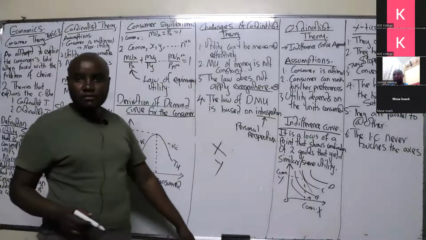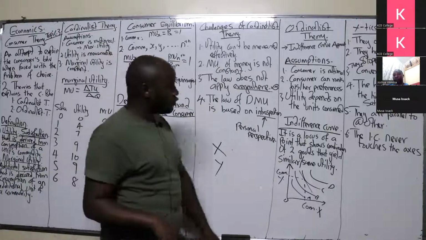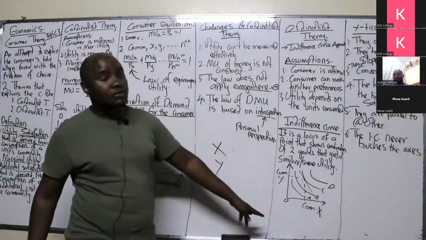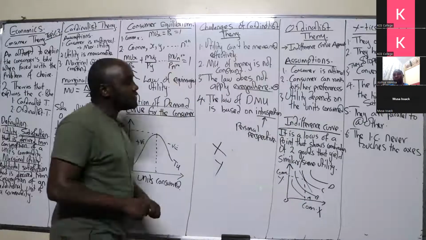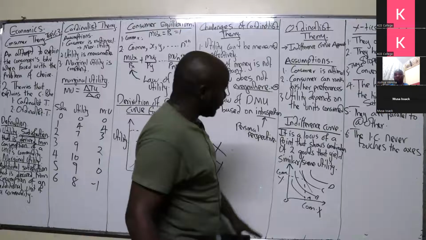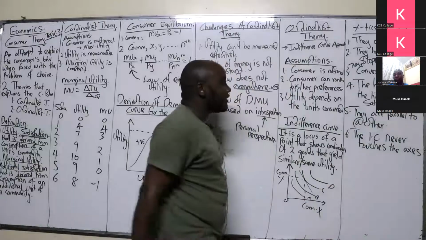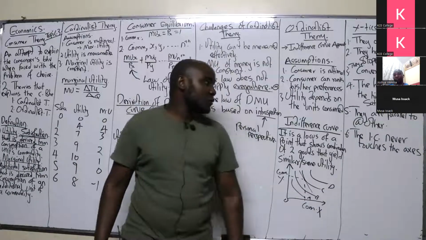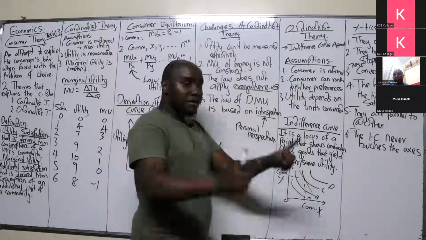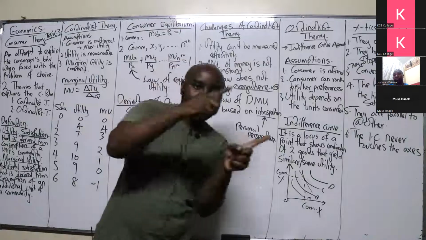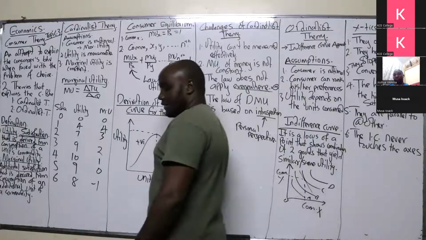Gradient was the change in y over the change in x. So automatically this will give us a negative slope, because it is convex to the origin. Then the next one: the higher the indifference curve, the higher the satisfaction. They are parallel to each other, that's why they are not intersecting. Parallel means if this bends, the other one bends like that. And last, the indifference curve never touches the axis.